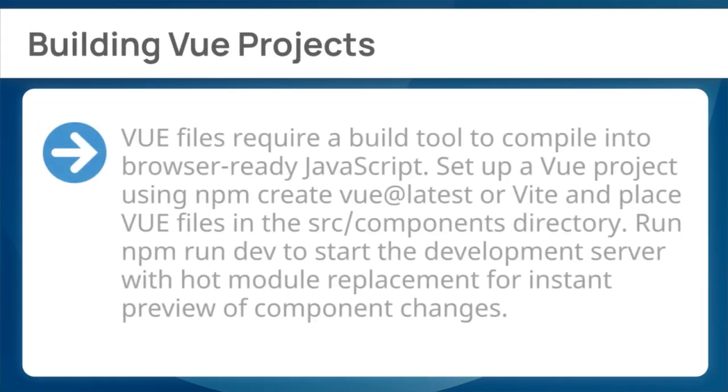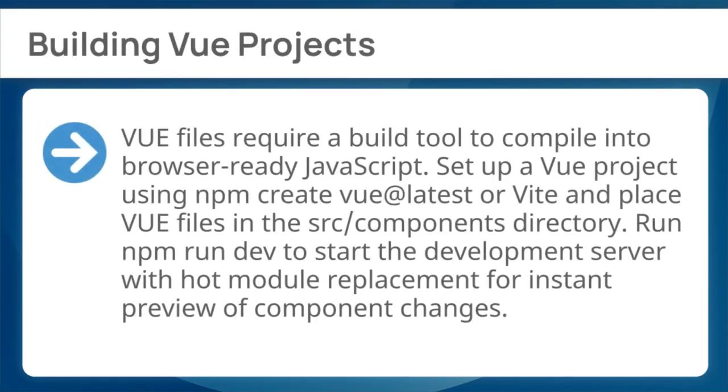Next, building Vue projects. VUE files require a build tool to compile into browser-ready JavaScript. Set up a Vue project using npm create vue@latest or Vite, and place VUE files in the src/components directory. Run npm run dev to start the development server with hot module replacement for instant preview of component changes.